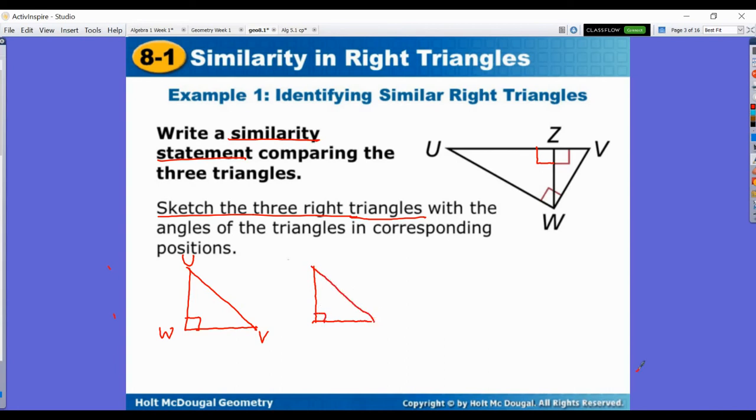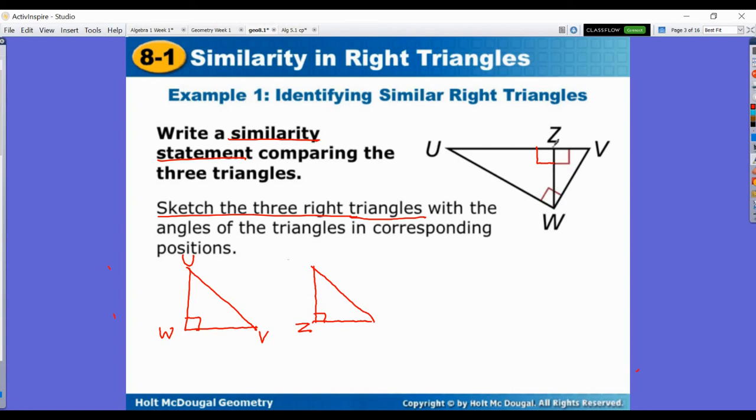Okay, we'll throw our right angle there in it. And if we take a look at our medium triangle, the right angle of that medium triangle is here at Z. So Z is the right angle of my medium triangle. All right, now I just want to identify the two legs I have, the short leg and the long leg.